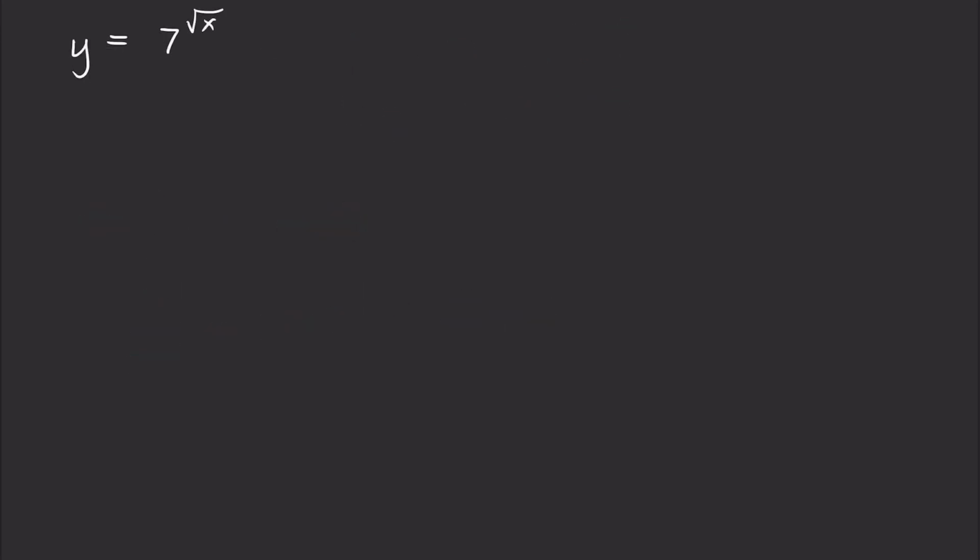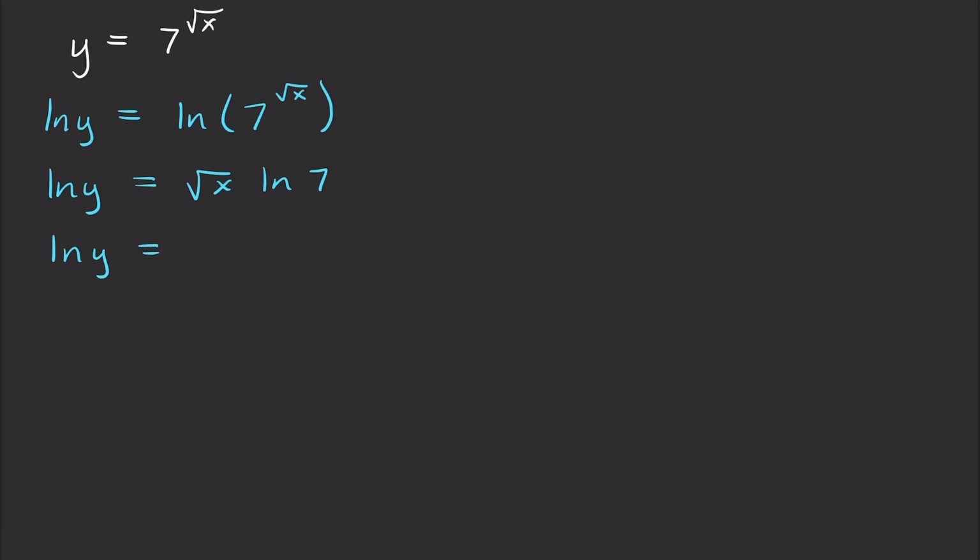So our next function, we have y equals 7 raised to the square root of x. So we take the natural log of both sides and get ln of y equals ln of 7 raised to the square root of x. And so using our properties of logarithms, we get square root of x times the natural log of 7. And so in order to take the derivative, I want to write this as x raised to the 1/2 times ln of 7.